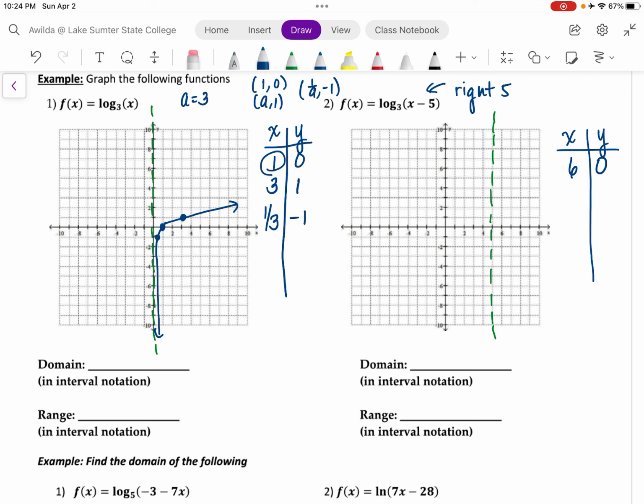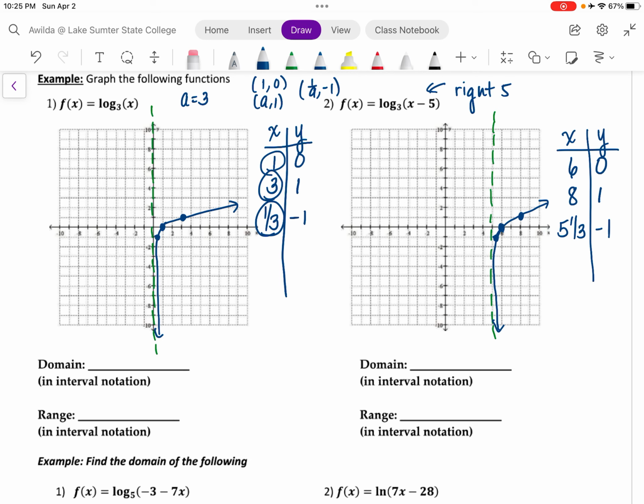Then we had an x-coordinate of 3. We're going to add 5, so we get (8, 1) as another point. And our third x-coordinate in the parent graph was 1/3. We're going to add 5, so we have (5 1/3, -1). So let's go ahead and plot these points, (6, 0), (8, 1), and (5 1/3, -1). And again, that's enough for us to predict what the rest of the graph will look like.